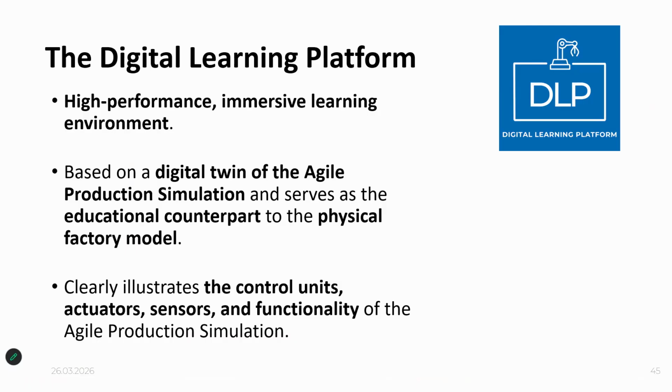Now, another very important aspect of the APS model, which I touched upon earlier, is the inclusion of a digital learning platform. The digital learning platform is a high-performance, immersive learning environment, and it's based on a digital twin of the Agile Production Simulation. This serves as the educational counterpart to the physical factory model. The learning tool is used to clearly illustrate the control units, the actuators, and the sensors included on the model, and also to demonstrate the full functionality of the APS.